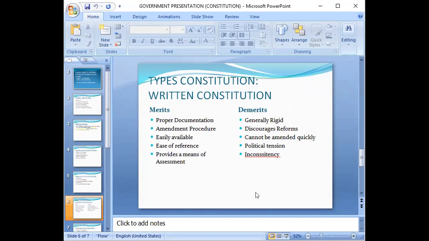Then it provides means of assessment. Means of assessment means we are able to assess ourselves, how well is our government performing. For instance, in Nigeria now we have the chapter 12 constitution that ordinarily has a lot of benefits for Nigerian citizens, but our government doesn't act in that light. So because it is written down, it gives us the confidence to say our government is not performing, because it has been codified. These are the things you enjoy, but we are not enjoying it. You understand? So quickly, let's move to the demerits.